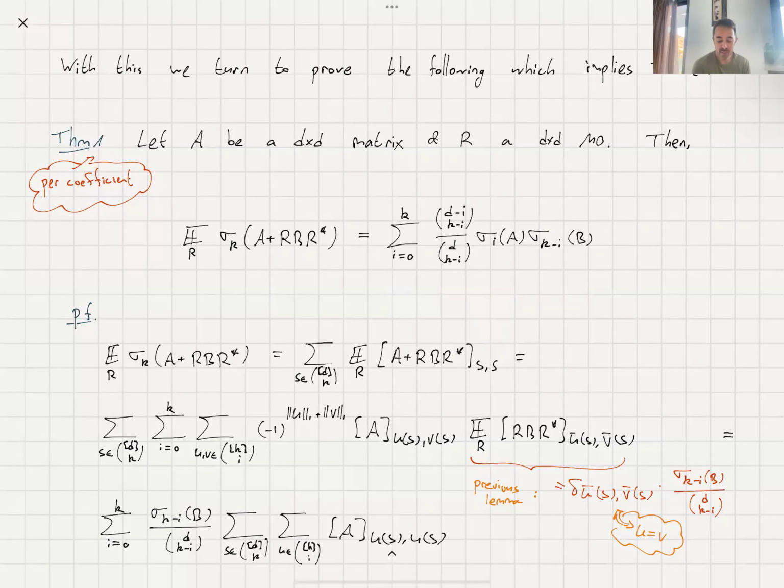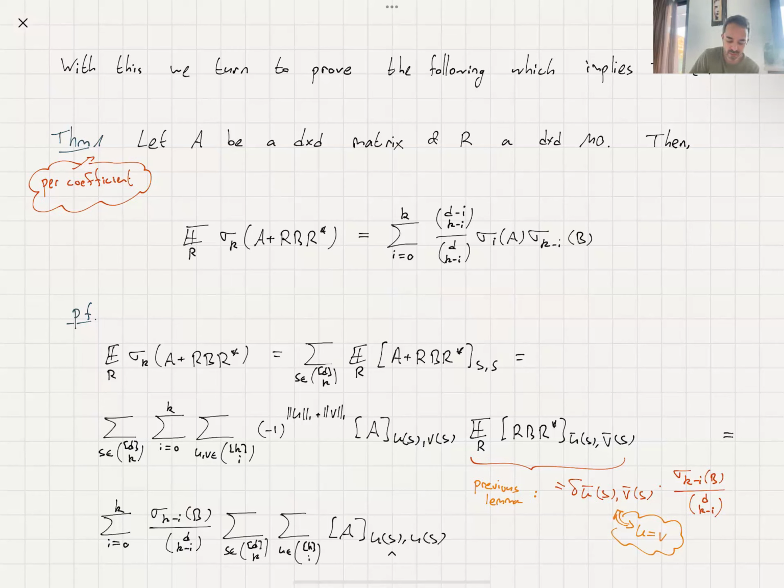Okay, and with this, we're actually finally ready to prove the main theorem. So let me restate it per coefficient, rather than as the characteristic polynomial. This is a reformulation of theorem 1, but it's the same thing. So let's say that A is a d by d matrix and R is a d by d minor orthogonal matrix distribution.